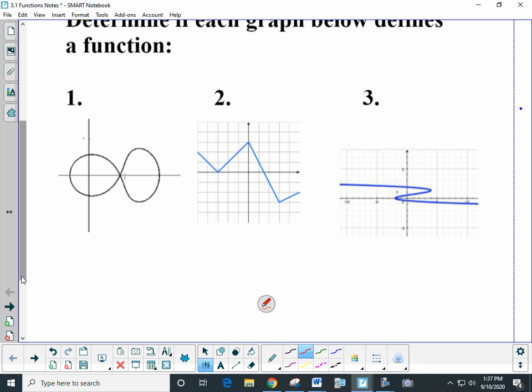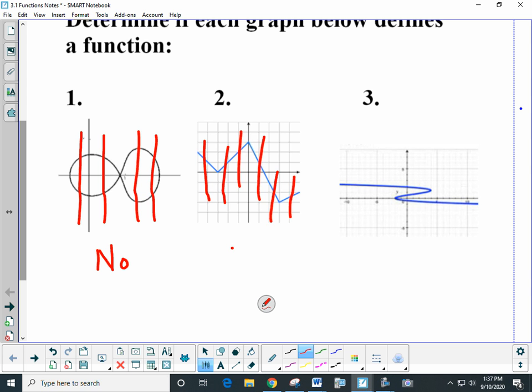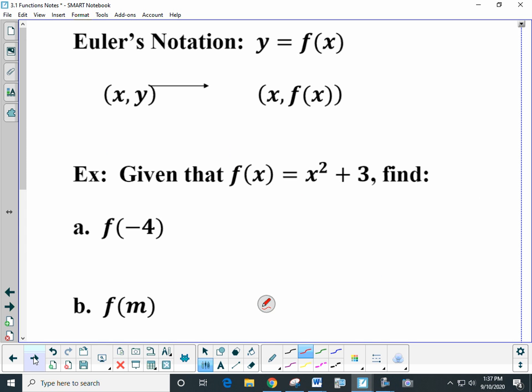So we perform the vertical line test, and this one clearly fails the vertical line test. So this is no, not a function. The second one passes the vertical line test. So yes, it is a function. The third one fails right here in this middle section. Doesn't matter what happens at the end. If any vertical line passes at any point in more than one point, then it is not a function. So the first and third are not functions. The second one is a function.